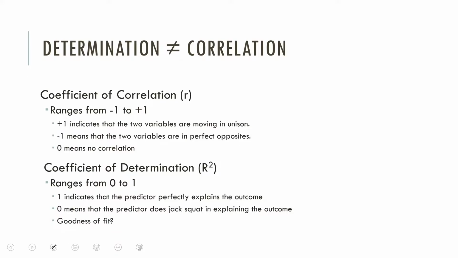And then an R-squared of 0: none of X predicts Y. None of Y's variance is being explained by our chosen predictor.